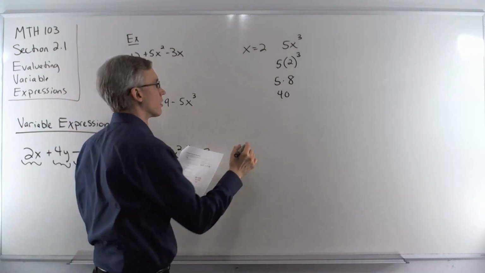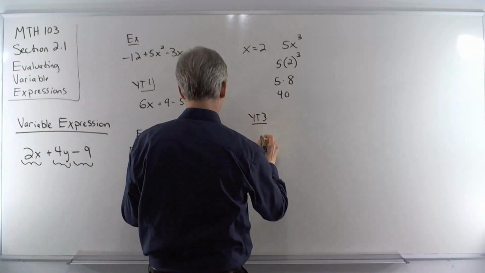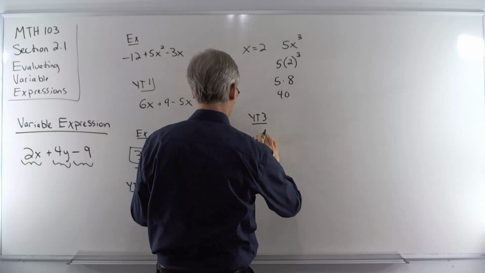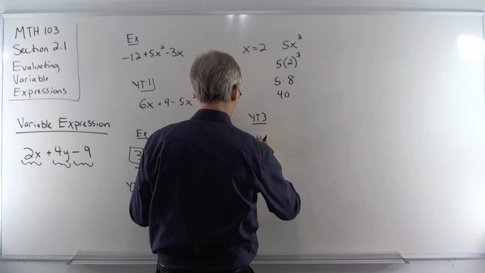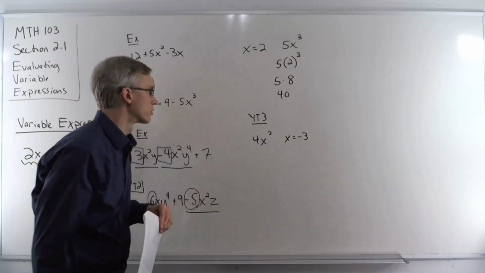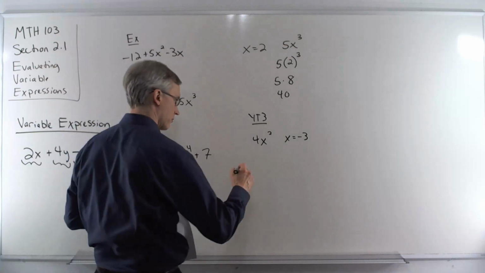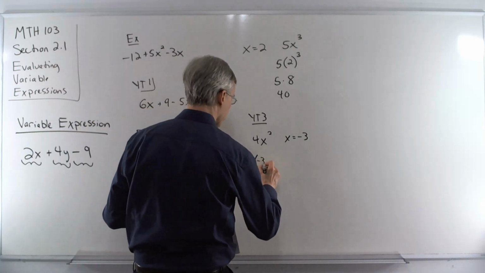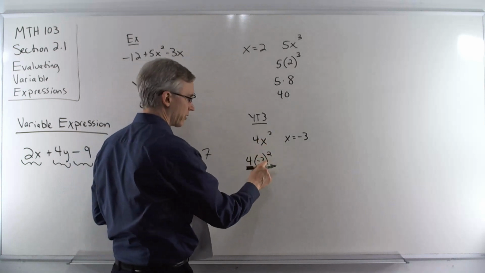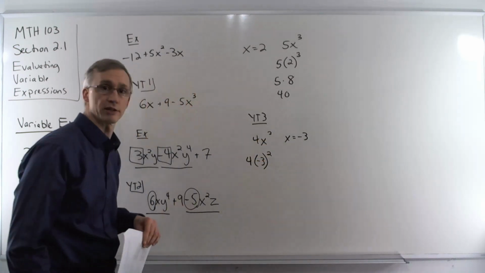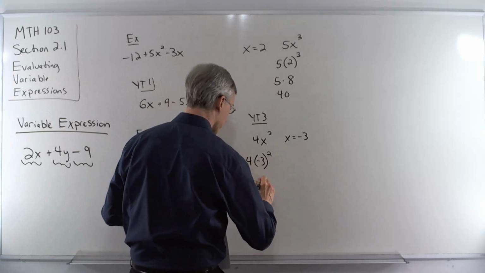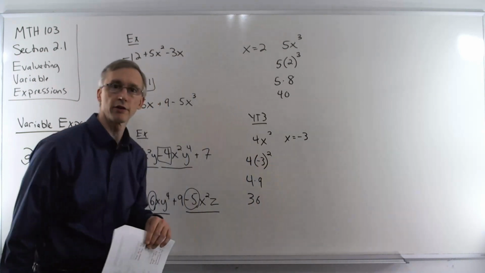Your turn, number 3. So we have 4x squared when x equals negative 3. It's especially important when we have negative values to put them in parentheses. Because we're squaring x, that means we have to square the entire thing, negative 3. So negative 3 has to go inside the parentheses. When we square that, negative times negative is a positive, so this turns into positive 9. So we get 4 times 9, multiply them together, 36.